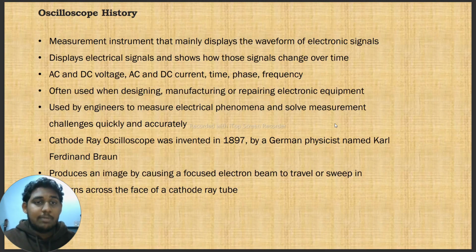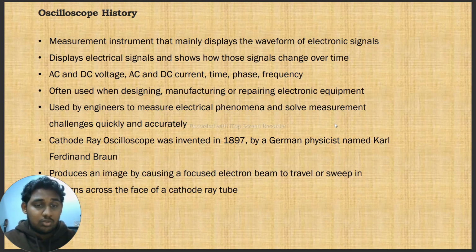Now I'll explain about oscilloscope technology. An oscilloscope is a measurement device that mainly displays the waveform of electronic signals. It is used to measure AC and DC voltage, AC and DC current, time, phase, frequency, and also other electronic parameters. It is often used by engineers to measure electrical phenomena and solve measurement challenges.